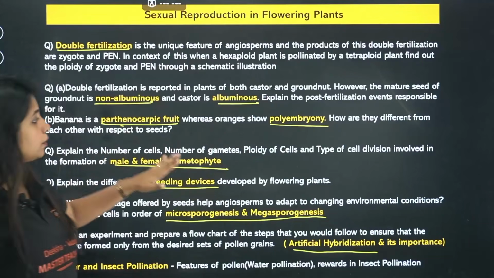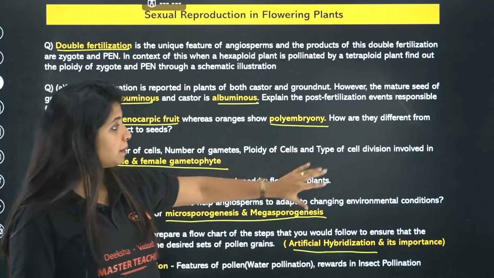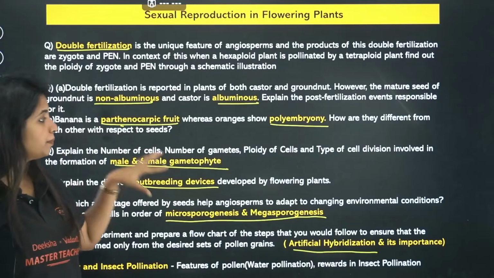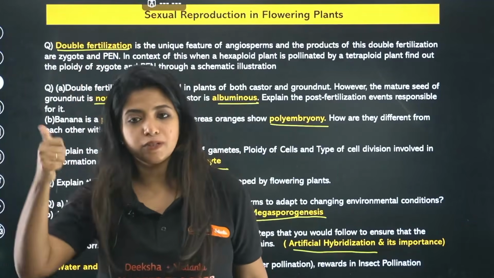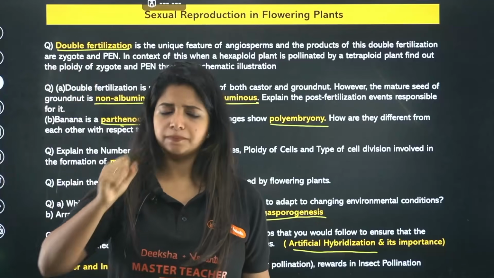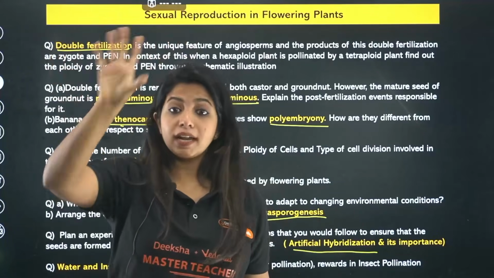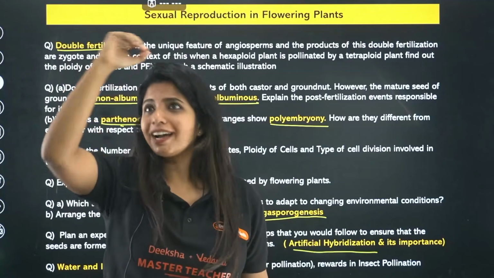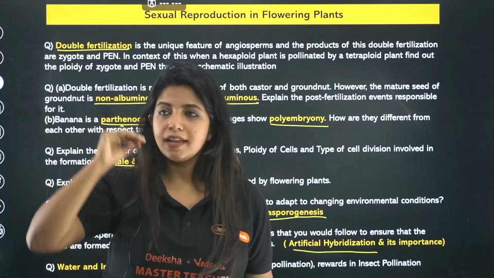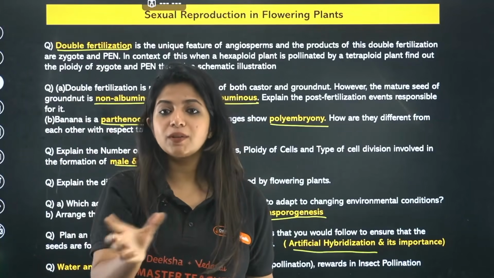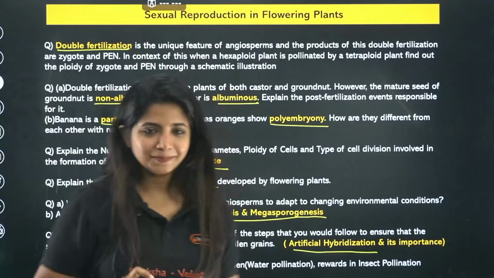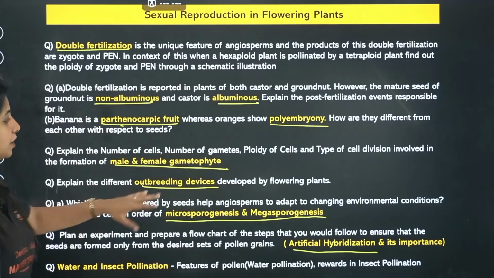Now, explain the number of cells, number of gametes, ploidy of cells and type of cell division involved in the formation of male and female gametophyte. So basically, the embryo sac, how is it formed? What is the ploidy of all the cells? Similarly, the pollen grain, that is the male gametophyte, how is it formed? Again, the ploidy of all the cells which are there. There are 2 cells, vegetative and generative. Generative divides again and forms the gametes; know their ploidy. Important.